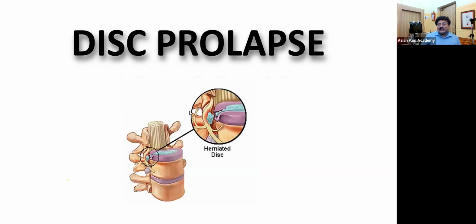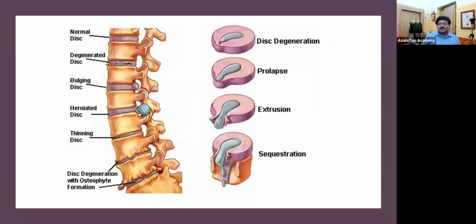Similarly, when the disc material comes out onto the root, as it is not exposed to our immune system since birth, it also causes a strong inflammation here, and there is edema, and that compromises the nerve space, and that causes pressure over the nerve, and the pain appears. This is known as disc prolapse or herniated disc.